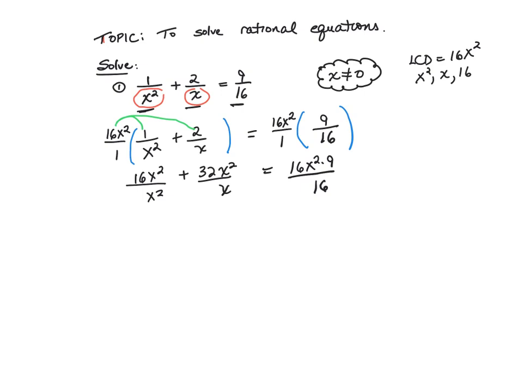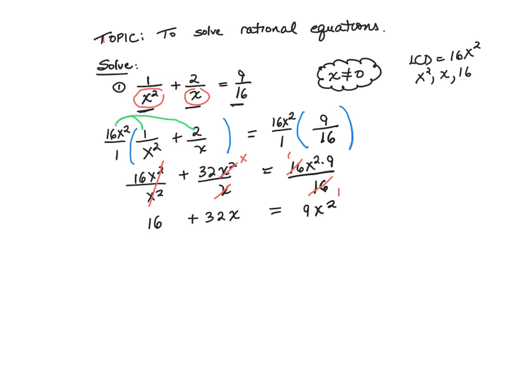And notice what happens. The denominator divides through. So in the first one, the x squares divide through. In the second one, the x's divide through. And in the last one, the 16 divides through. So we could have written this step immediately: 16 plus 32x equals 9x squared. And this is called clearing the denominators.